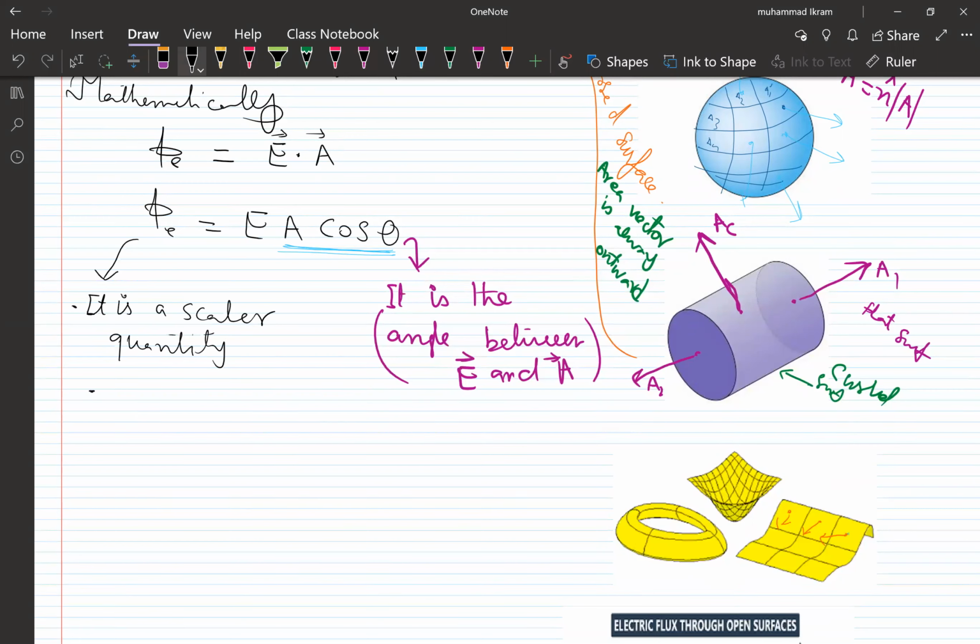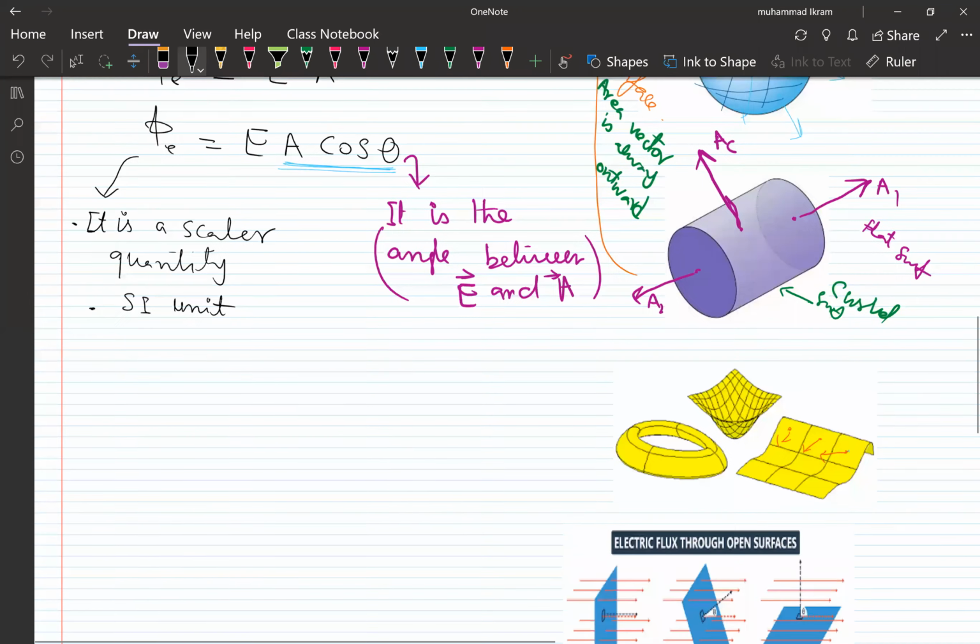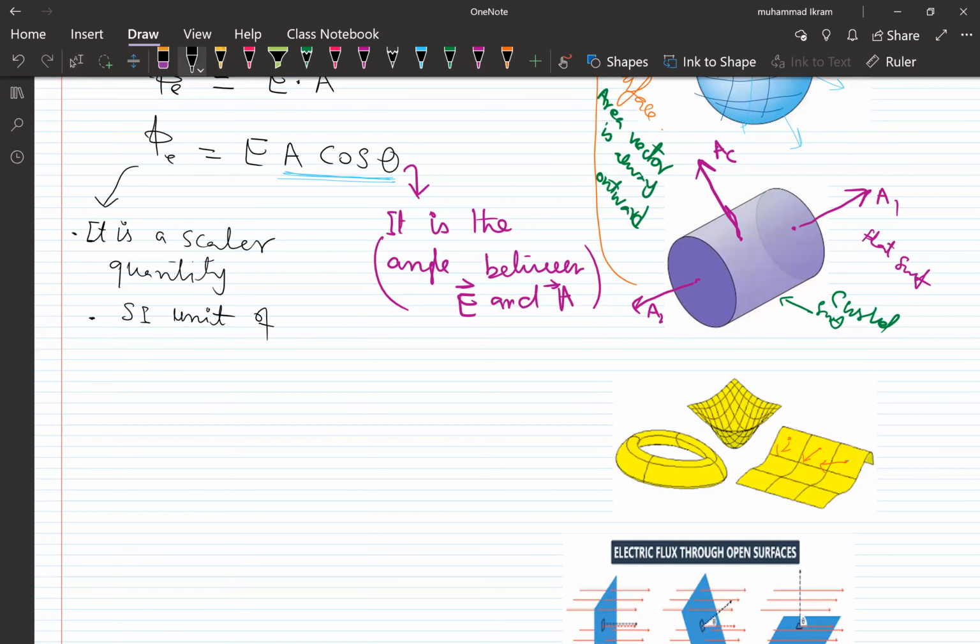And what will be its SI unit? The SI unit of this electric flux is what? Look, what is the unit of this? That is Newton per coulomb. And what is the unit of this? That is the area, meter square. So Newton meter square per coulomb. It is the SI unit and it is important.